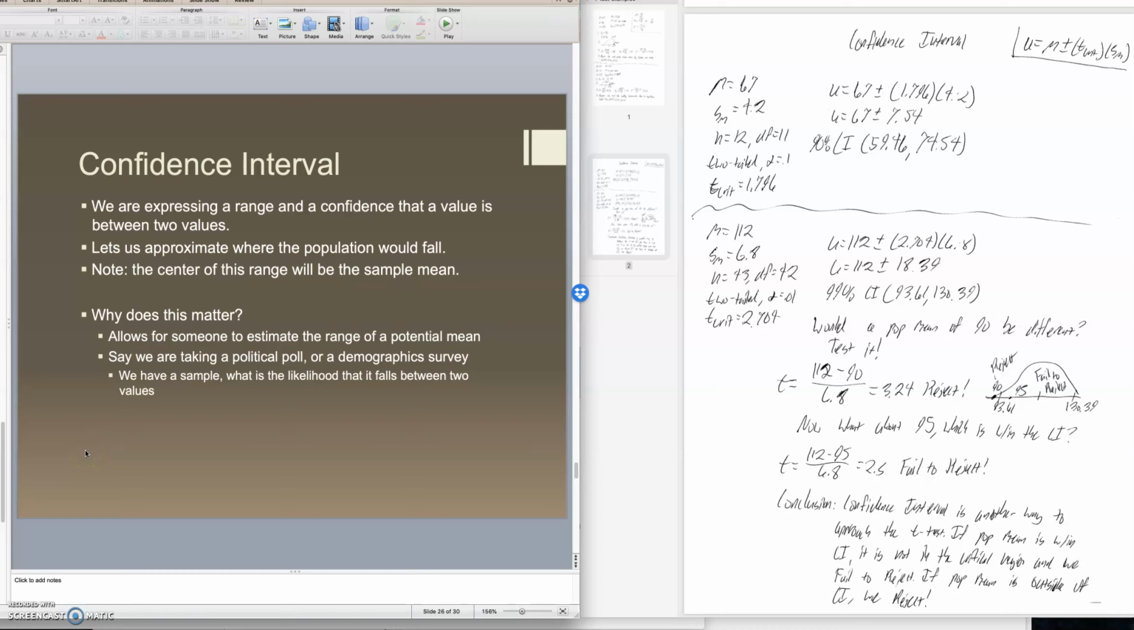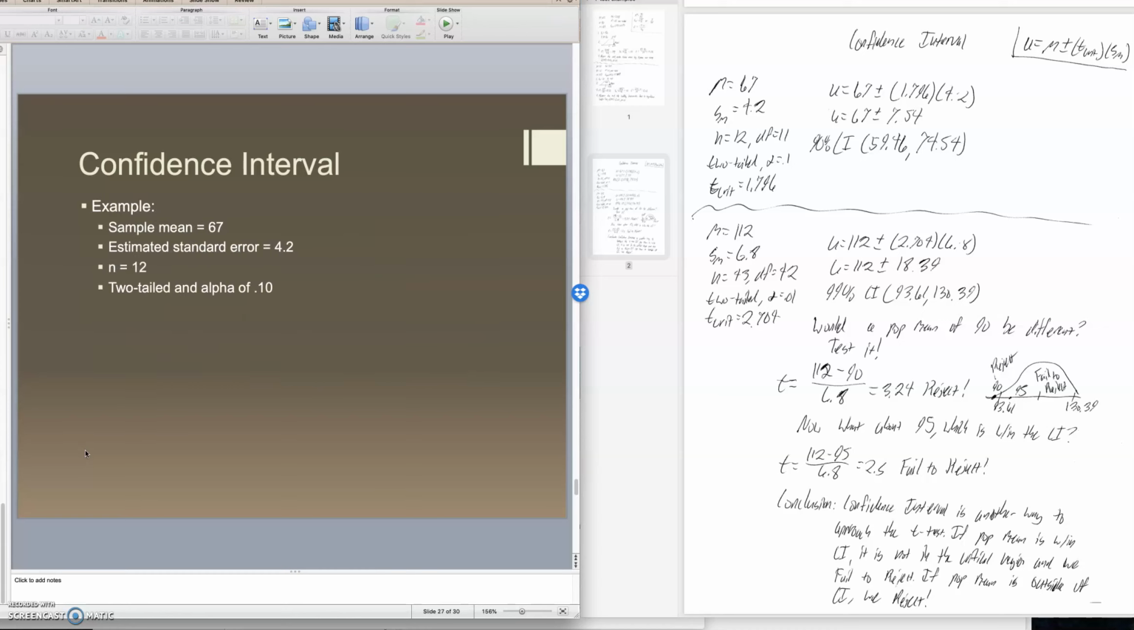So we're getting a range of two values and a confidence that our population mean is going to fall between that range. And this is great for allowing us to estimate what is the range of our mean. What's that distribution of possible sample means? And then at what point does it become significantly different, right? We can apply this to polls. At what point is it significantly more likely that this candidate wins? And what is that plus minus?